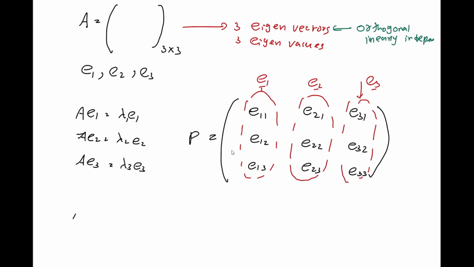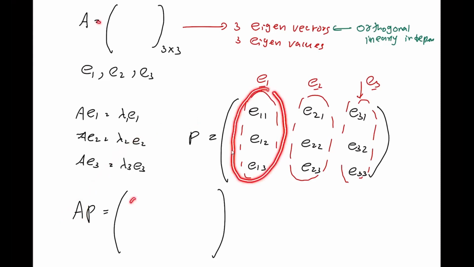Now I consider the matrix product AP. If I do this matrix product AP, you can clearly see that the first column of the answer comes from multiplying matrix A by the first column of P. You multiply this vector with matrix A, and you end up with the first column of this answer.